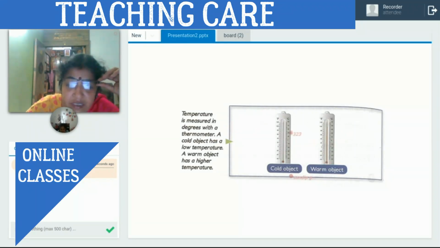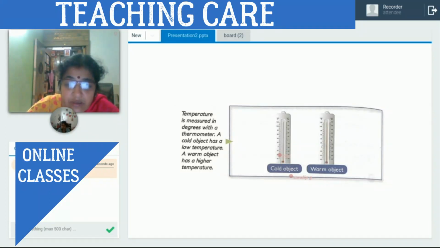Okay. Temperature is measured with the instrument called a thermometer, right? A cold object has a low temperature, but a warm object has a higher temperature, right or not? Yeah, right. Here is a cold object, so the mercury level is somewhere here only, but in a warm object it has risen to this level, right?